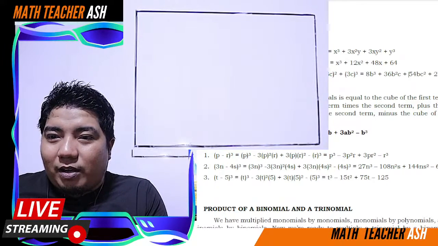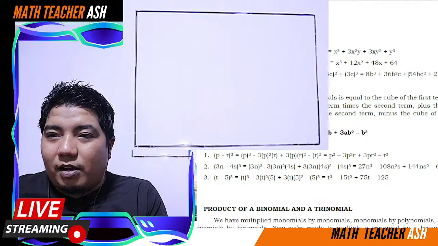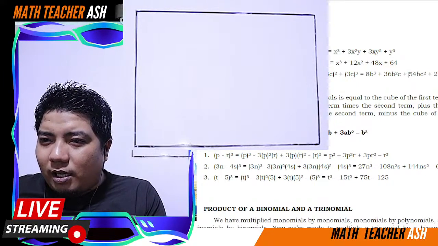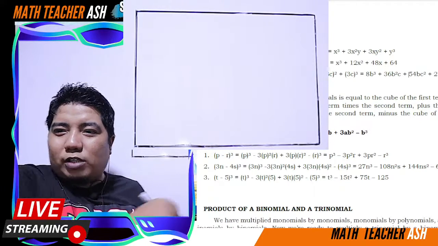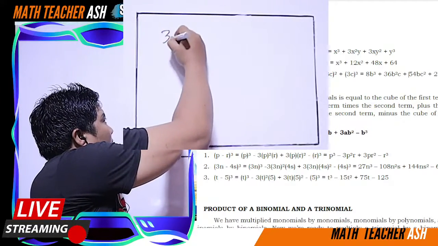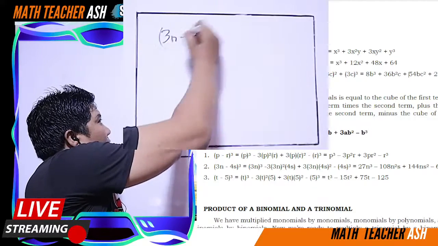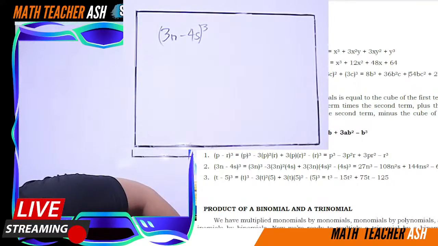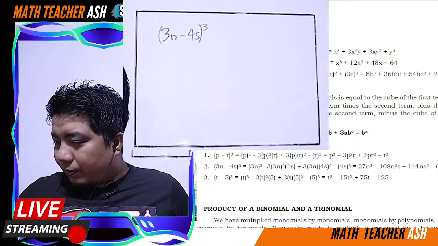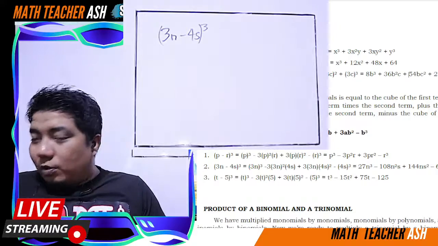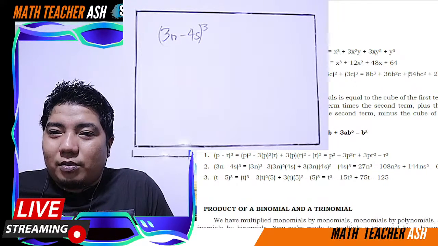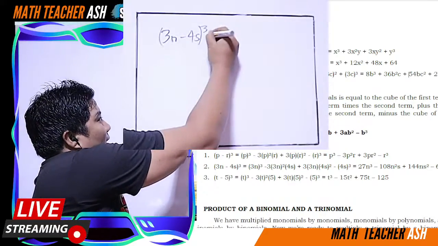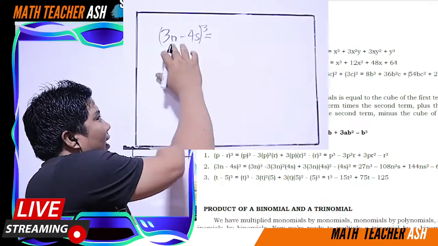So, we have here. Alright. Example lang natin ito, si (3n minus 4s) cube. Okay? Uy, may nahulog. Nahulog yung mouse ko. Okay. Now, let us show this, my dear math learners. I hope nakikita nyo to. Okay? Alright. So, paano ba ito? Okay, sa first term, 3n cube.